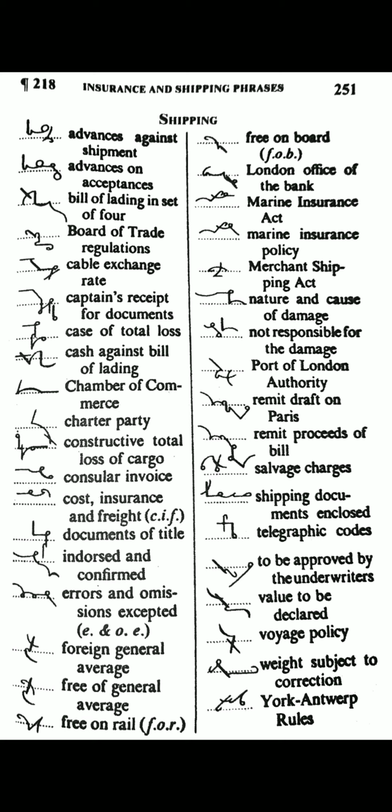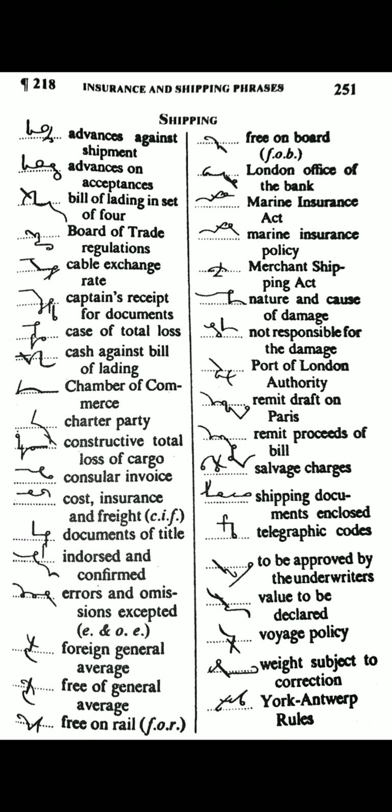Foreign general average. J on the line with were, intersecting at the beginning for foreign with F. Clear? Next is free of general average. Alternative form of for, intersecting here with general through the line, and were is used here for average. Okay, next is free on rail. FOR is its short form. For alternative form of for through the line for free, upward R, downward L is used here for rail.